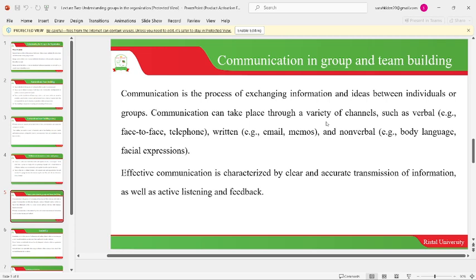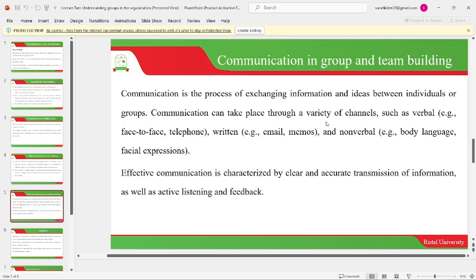Communication can take place through a variety of channels. It can be verbal, which is face-to-face or telephone. It can be written, for example emails and memos, and non-verbal, for example body language and visual expression. In other words, communication is the exchange of information, ideas, feelings, and feedback among individuals or groups.